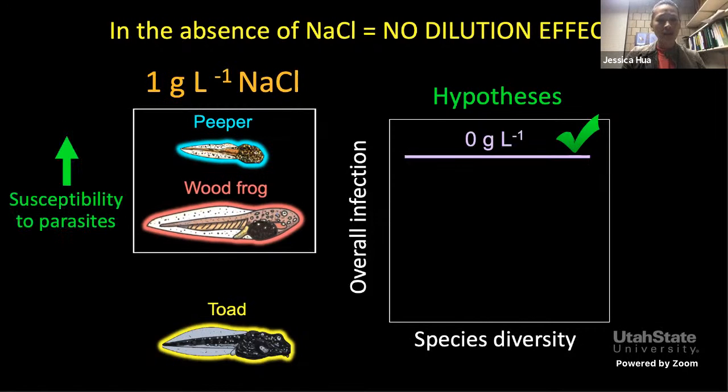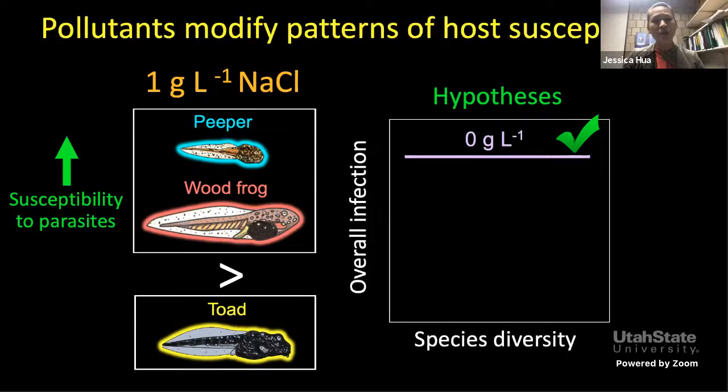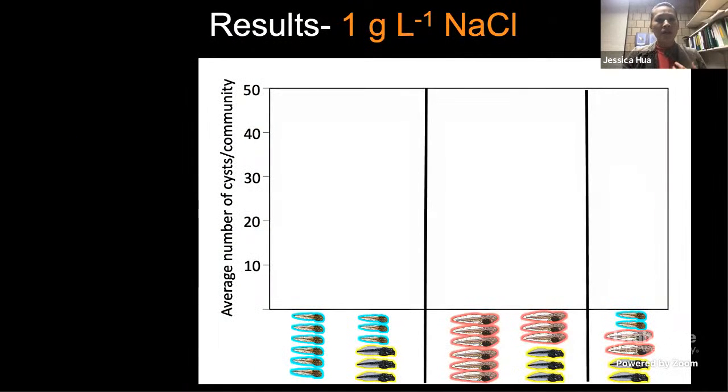We know that in our first lab study, it made peepers and wood frogs more susceptible to parasites. It didn't change the susceptibility of toads, but toads were less susceptible to parasites. And so pollutants modified patterns of host susceptibility. How does this affect this relationship between diversity and overall infection? These are results from environments with 1 gram per liter of sodium chloride.